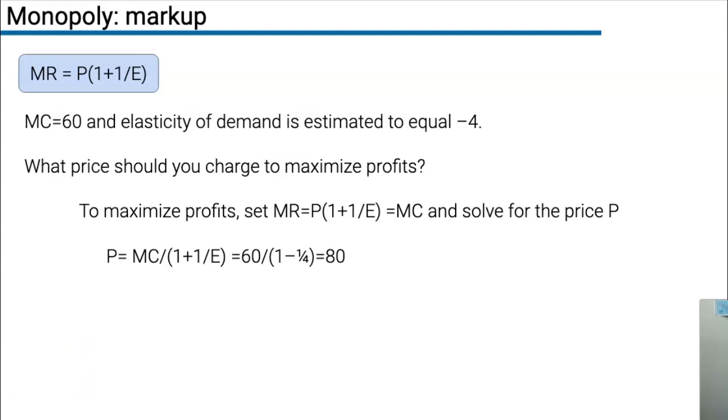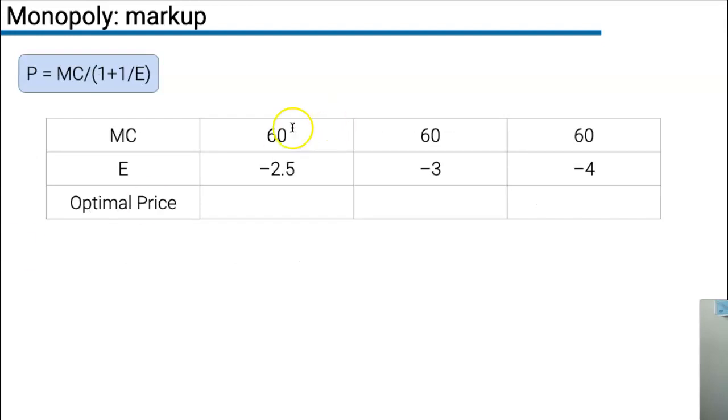Let's see how that optimal price depends on the elasticity. So here I'm looking at, say, 3 different markets, and in each of the markets, the marginal cost is 60, but they differ by their elasticity. Negative 2.5 in the first case, negative 3 in the second case, and negative 4 in the last case. We just calculated the optimal price for the last case. That price is going to be 80.